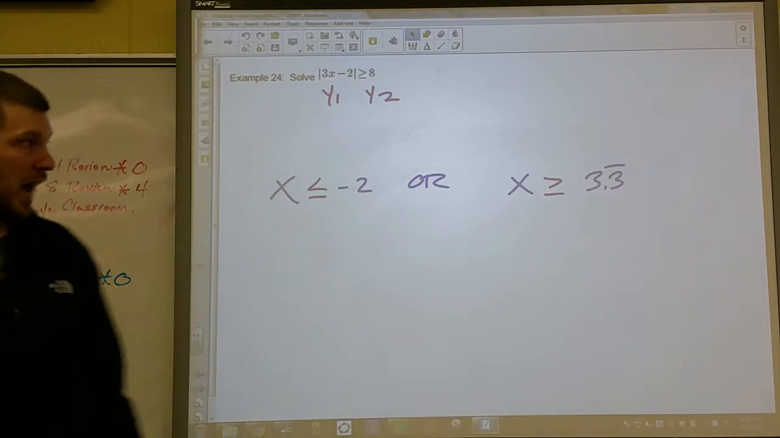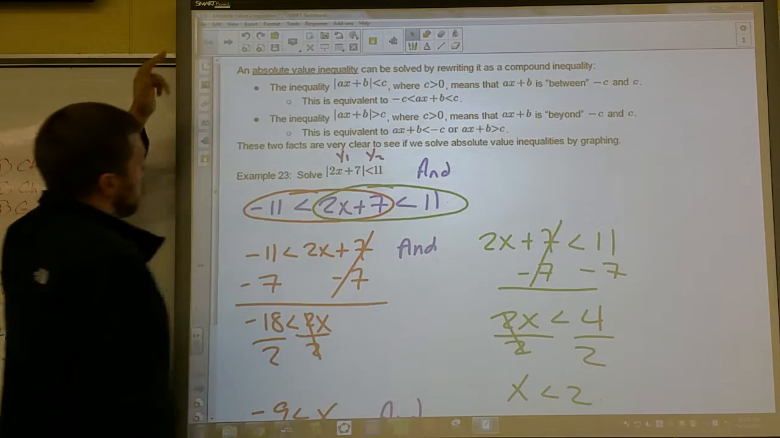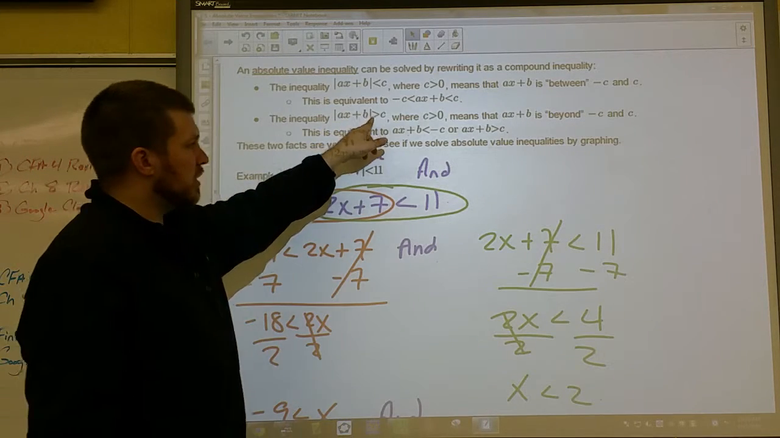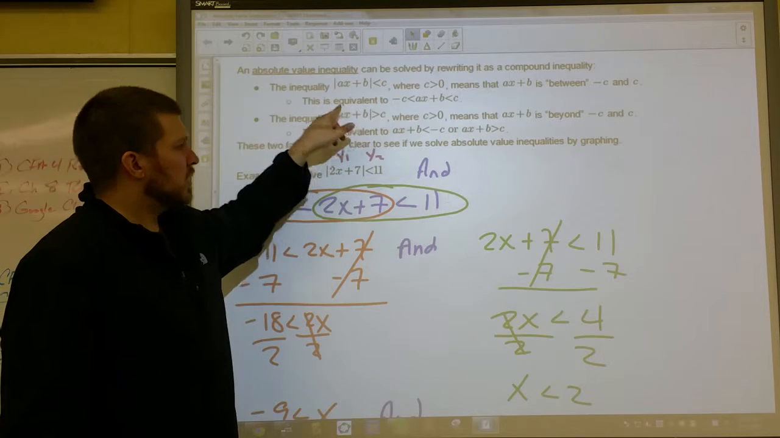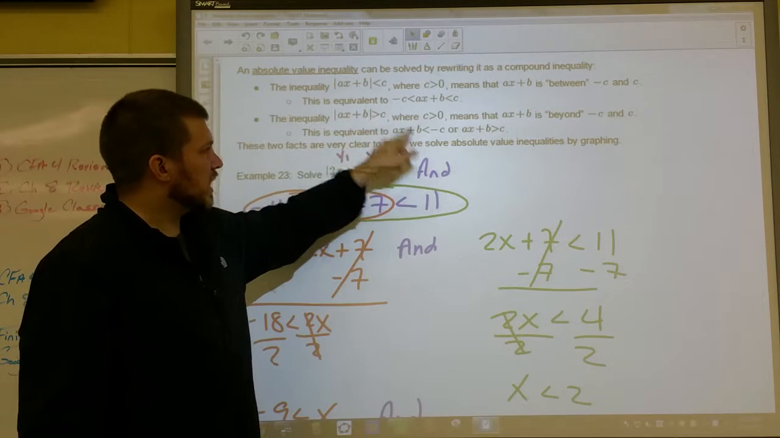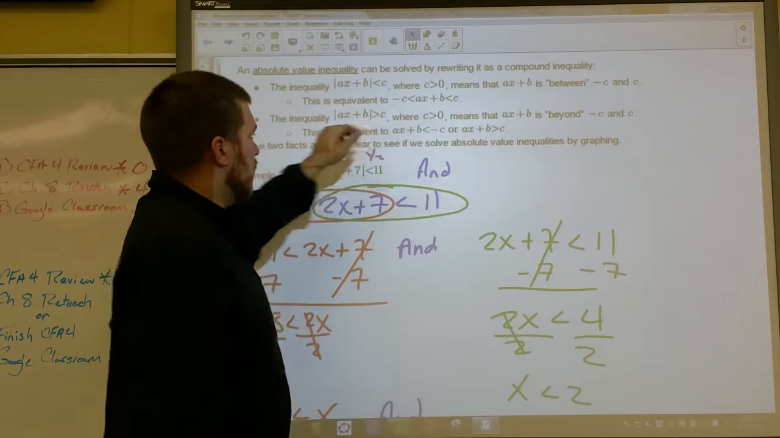Let's go back and do it by algebra. Since it's a greater than problem, I'm going to go back and look at my rules. Since it's a greater than problem, that means it's OR. I'm just going to set it up. The absolute value is going to drop out. Less than the opposite of what I have here, and greater than what I have here.